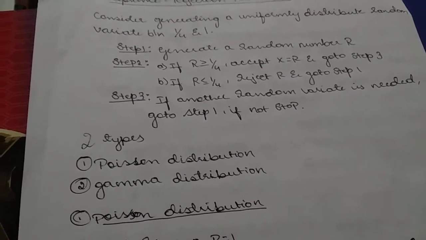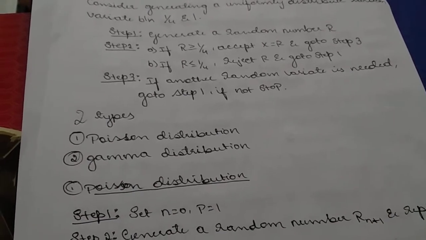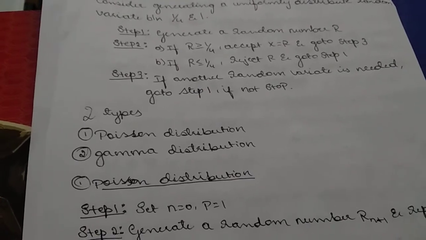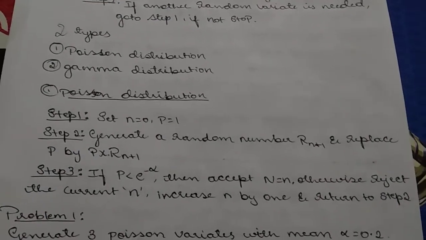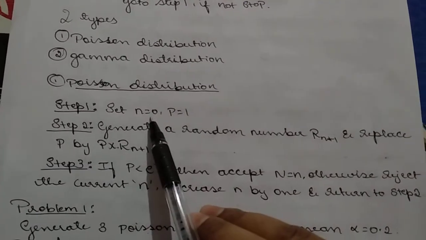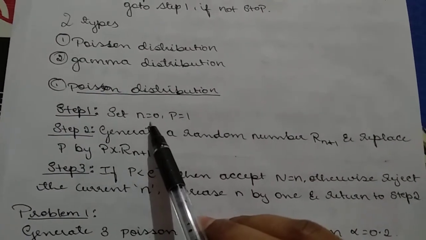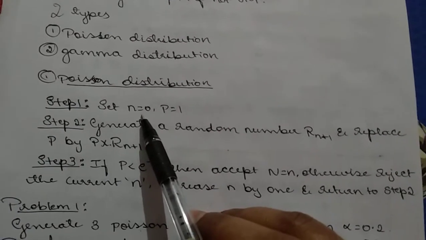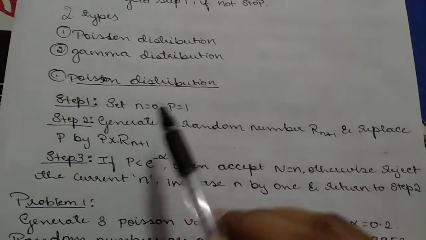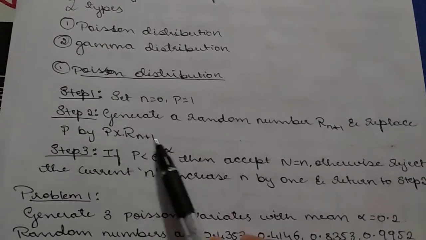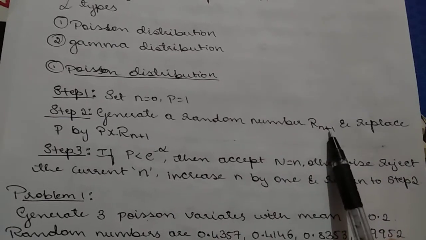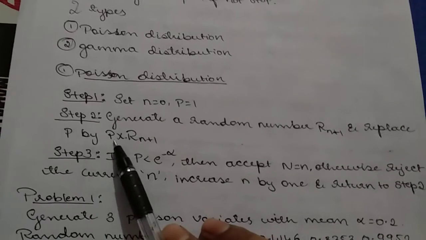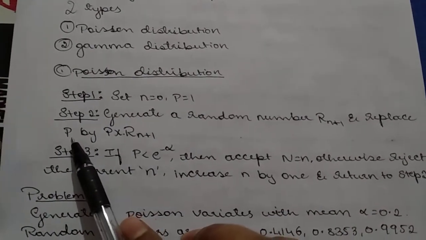This is one way of generating random variates, or random variables, from the given random numbers. These are the procedures you have to follow, and remember that procedures are very, very important in terms of your exam. First, set n equals 0 and p equals 1. N is the number of random numbers used, and p is the product. Then step 2: generate a random number R(n+1) and replace p by p times R(n+1). You take the random number given in the question and multiply the value of p by it; that is the new value of p.